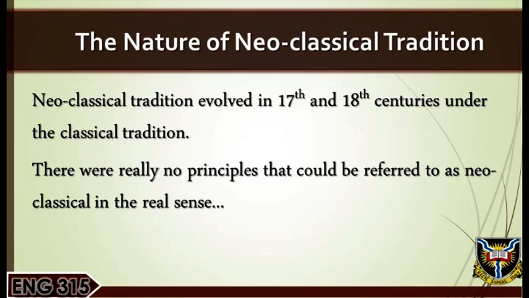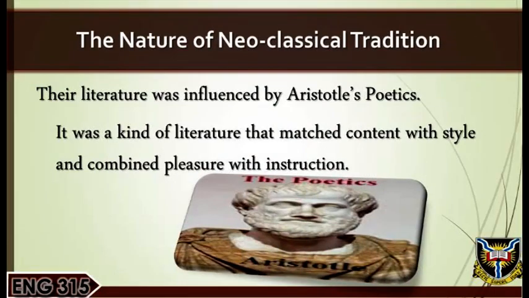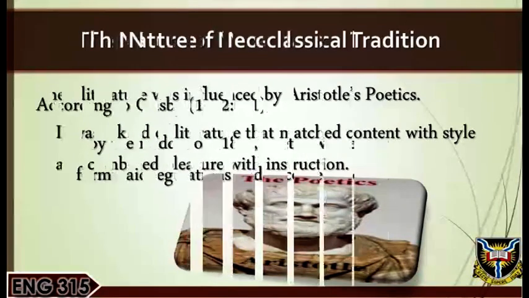Neoclassical tradition evolved in the 17th and 18th centuries. Under the classical tradition, there were really no principles that could be referred to as neoclassical in the real sense, but there were writers who emulated the classical writers, such as Horace and Homer. Their literature was influenced by Aristotle's Poetics. It was a kind of literature that matched content with style and combined pleasure with instruction.